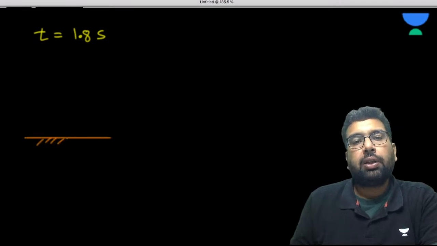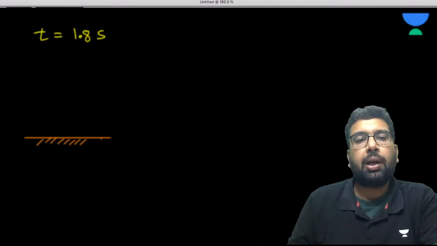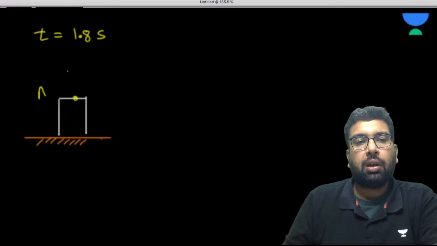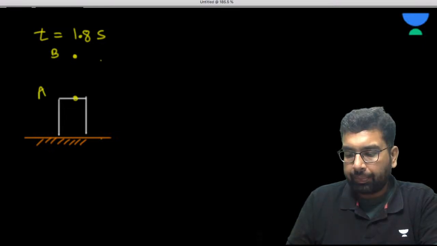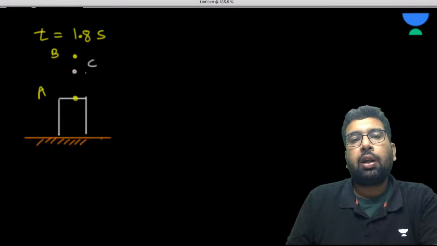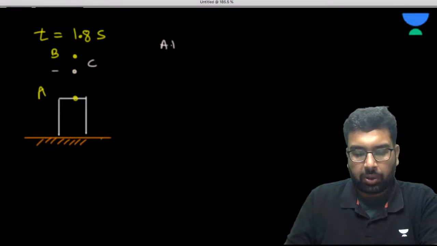See, this is the building. Now from this position to this maximum position, it took how many seconds? 2.8 seconds. Okay, now we need to find, so in 1.8 seconds it would have reached, let's suppose, C point. Now between A to C, what is asked in the question?